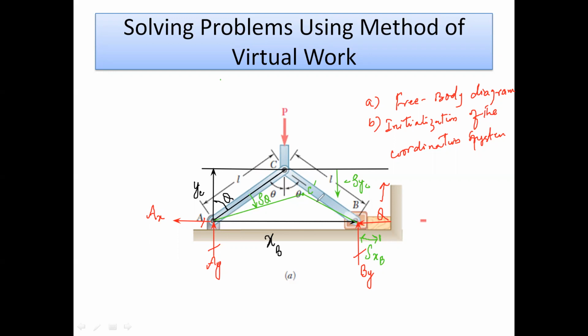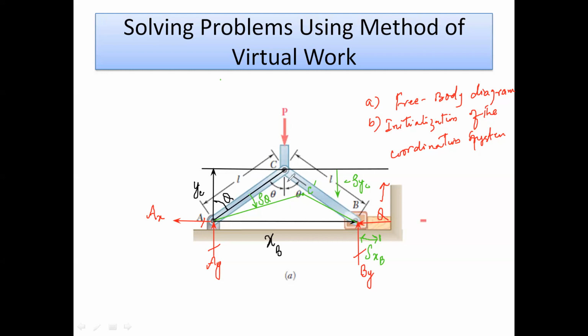Right now our constraints at the supports or connections are consistent with the virtual displacement. We are not violating it. Even if we violate it, it will not offer any problem. The principle of virtual work can be applied even if the virtual displacement is not consistent with the constraints at the connections or joints. We'll be talking about it. Right now we have applied a virtual displacement that is consistent with the constraints offered at the connections or joints. Okay, so once we have done that, let's initialize the coordinate system.